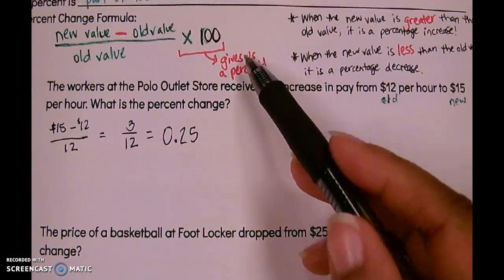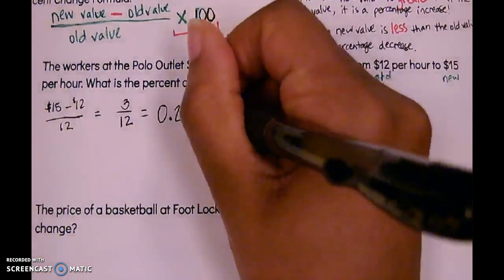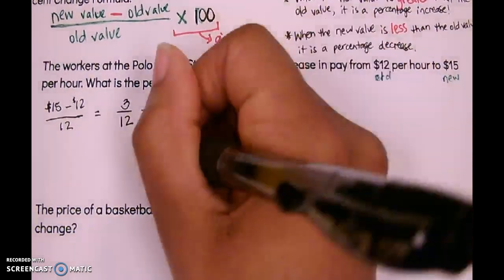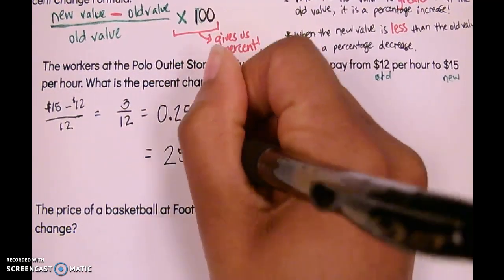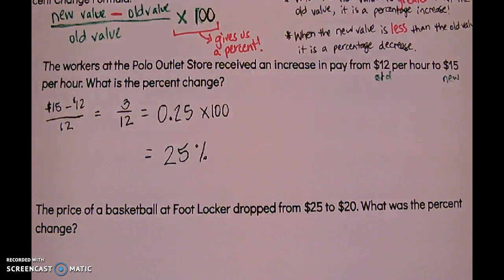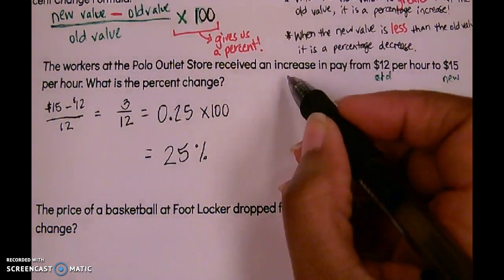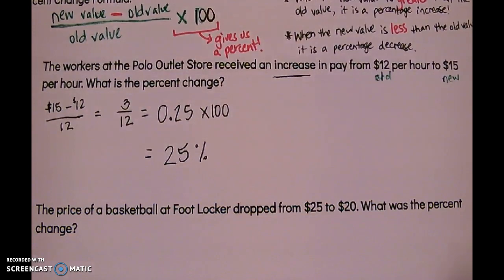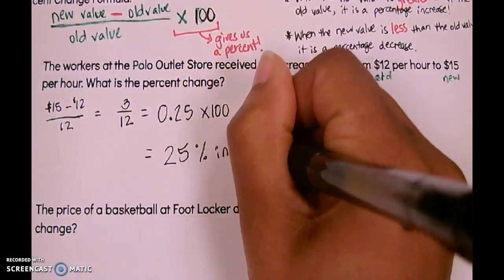Last but not least, we're going to need to multiply our amount that we got here by 100. And that's going to give us 25%. Now, is this an increase or a decrease? Well, this problem tells us that the store workers received an increase. So we can write our final answer as a 25% increase.